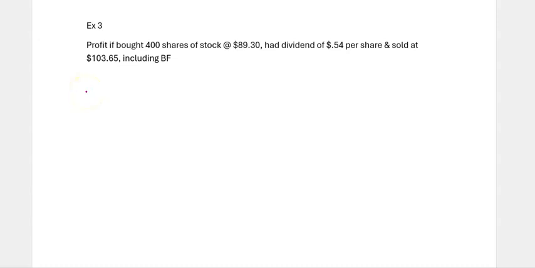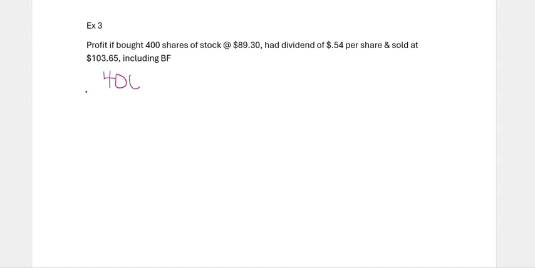Now, example 3 doesn't tell us to look at a particular stock. It says, what is the profit if I bought 400 shares of a stock at $89.30, I got paid out a dividend of 54 cents per share, and then I sold it at $103.65, including the brokerage fees. So I don't need to look at my chart to start with. I will need to look at the brokerage fee chart though, but I don't need the other one because it's not a specific stock.